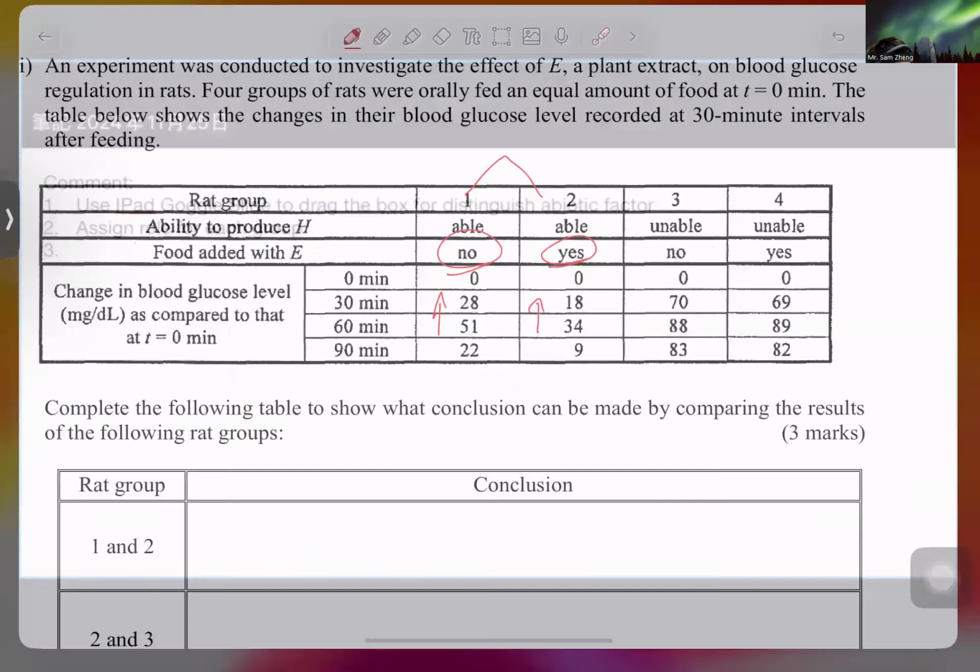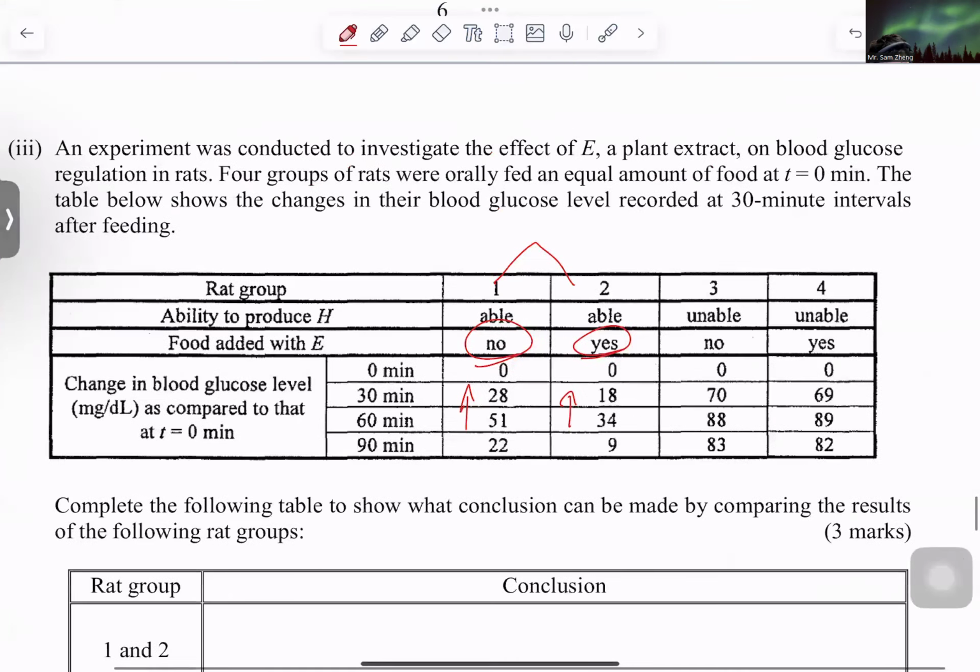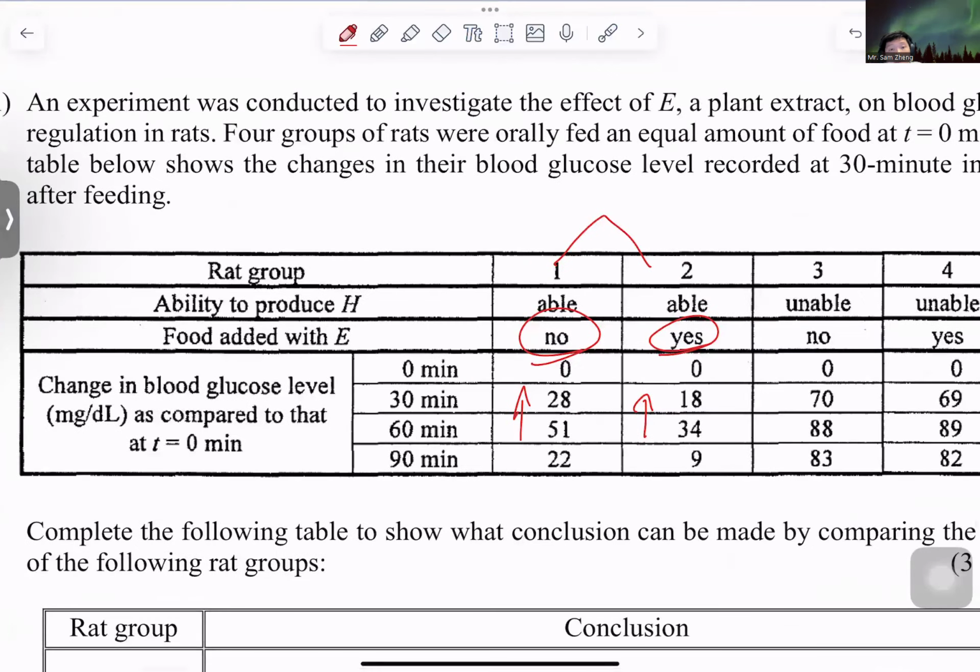At the same time, what happened? Both of them are able to produce the blood insulin. That is very important because we are also comparing to those groups that are unable to produce blood insulin.